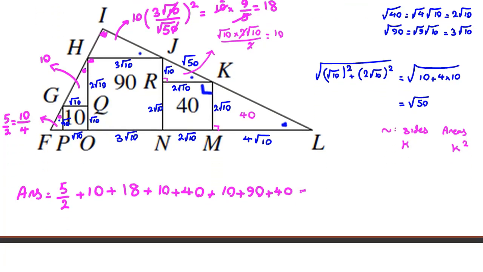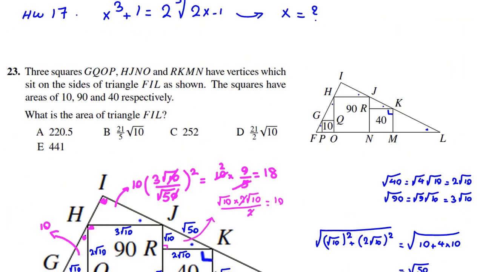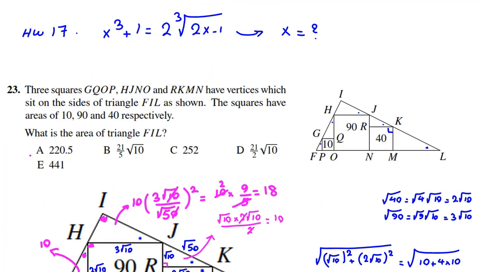Okay. So if you add 90, 140, 10 plus 40, 50, 10 plus 18, 28. So it will be 5 over 2 plus 28 plus 50, 78. 78 plus 140. It will be 218. This one is what? 2.5. It will be 220.5. Okay, because we had only one area that has 0.5. All others are integers, so only one choice we had that has 0.5. So 220.5.